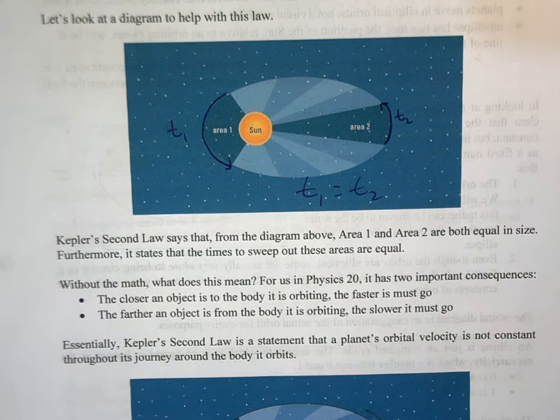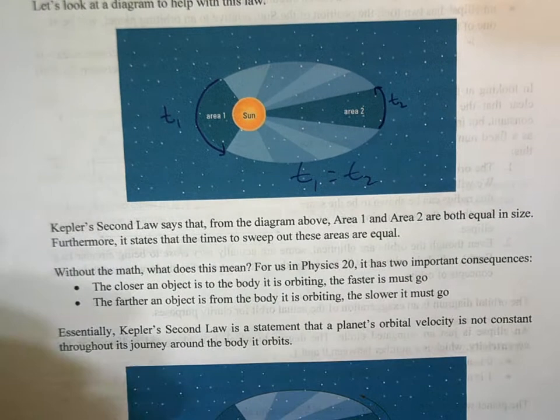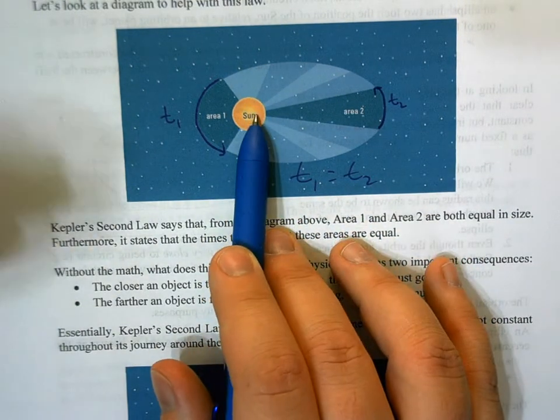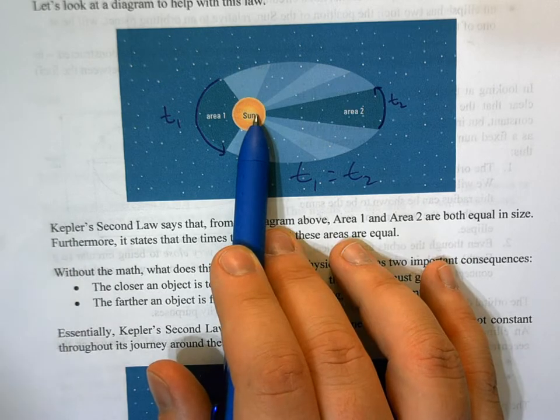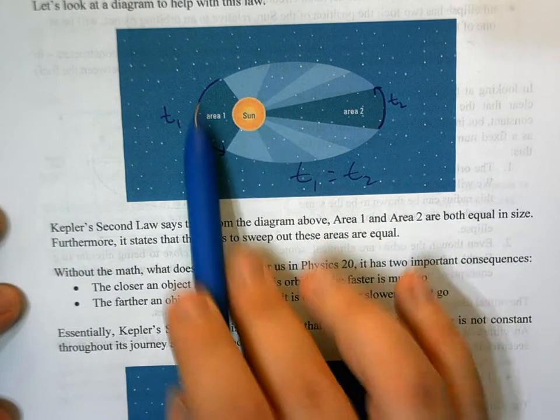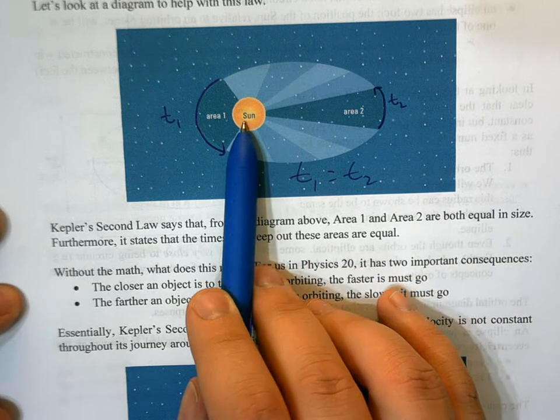The closer we are, the larger the force of gravity, hence the larger the acceleration, the larger the change in velocity. So that's really all Kepler's second law is telling us. I'll use Earth and the Sun for my context. For the Earth orbiting around the Sun, the closer we are to the Sun, the faster we're going to go.